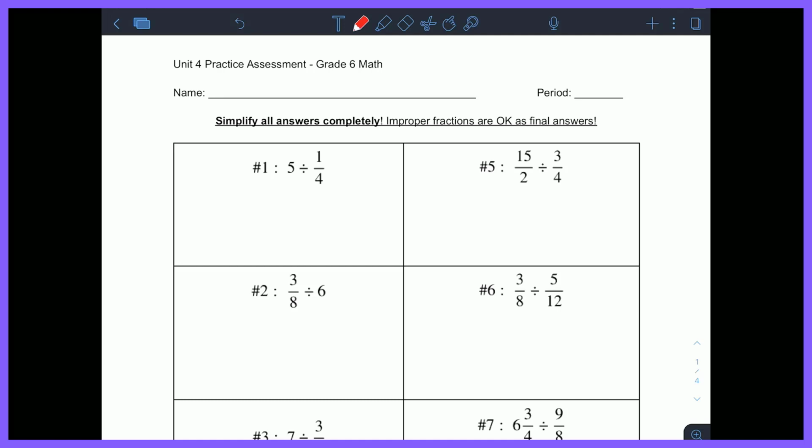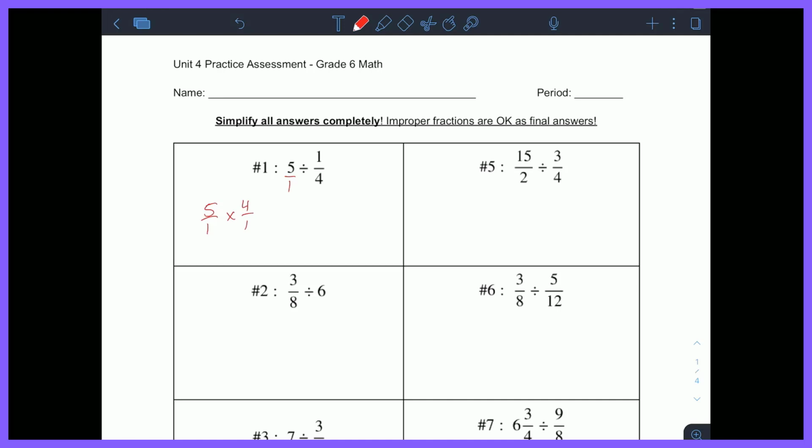First problem, number 1, it says 5 divided by 1/4. I'd always recommend putting a 1 on the bottom of any number that does not have a fraction bar. And then, of course, keep, change, flip. That's how we're going to solve these division problems. So we keep the first fraction, we change the division symbol to multiplication, and we flip the second fraction to become 4 on top, 1 on the bottom.